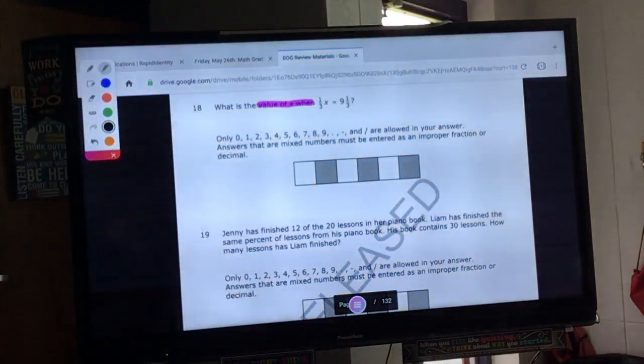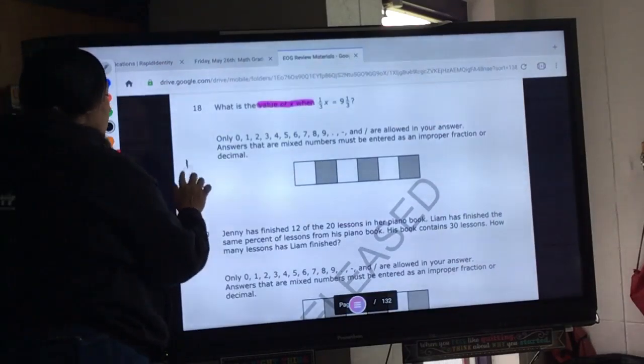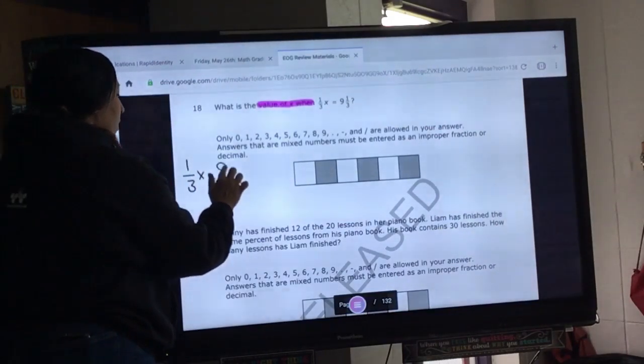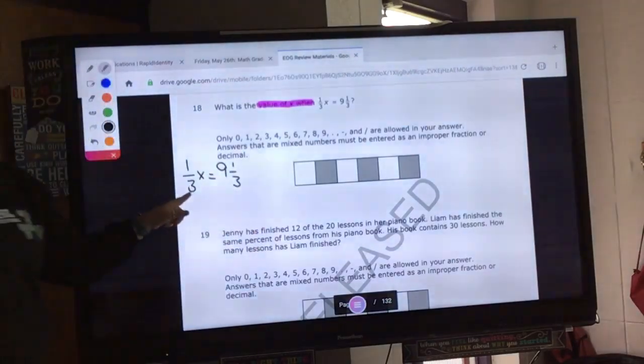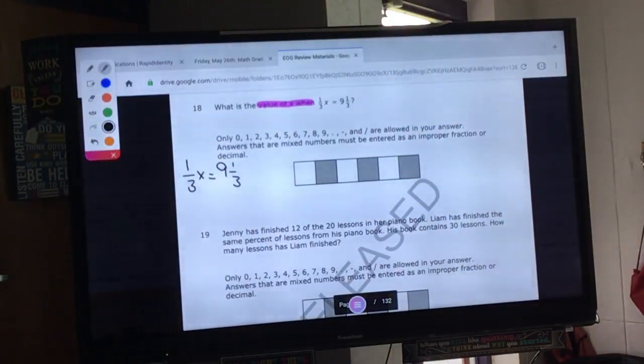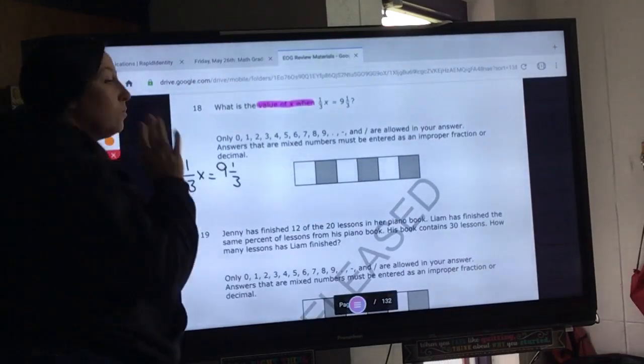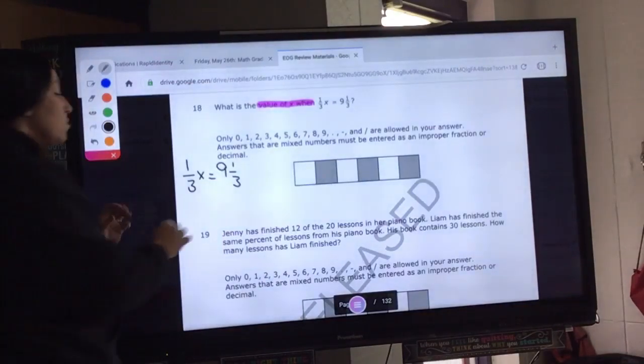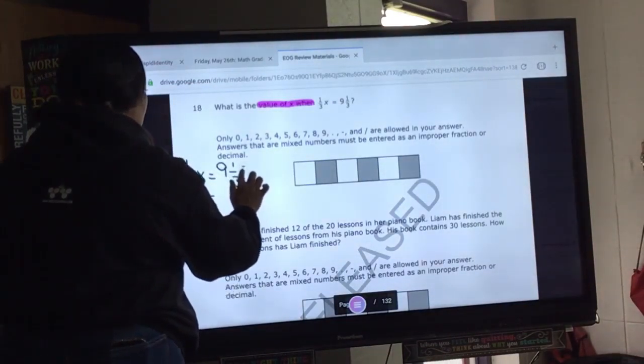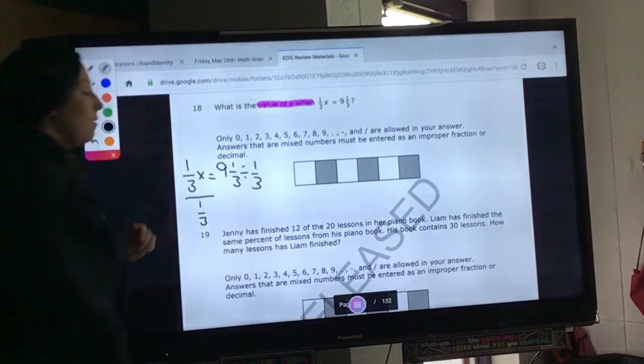So what do we have to do to solve this problem? Is it an expression? No, it is not, because what does it have? Aiden, an equal sign. So if I'm solving this problem, what operation is going on between 1/3 and x? Multiplication. Okay, so what's the opposite of multiplication? So I have to divide by 1/3 here, and I have to divide by 1/3 here.